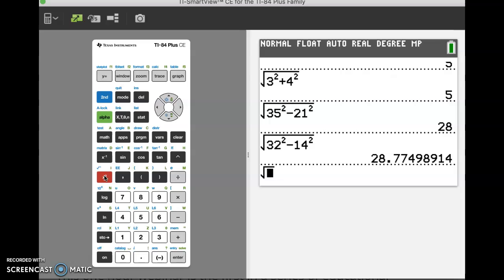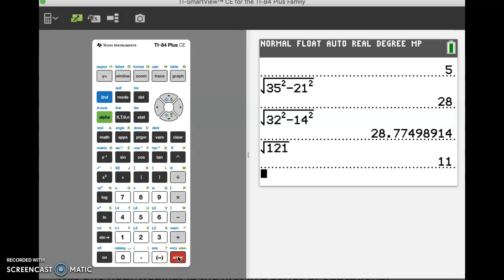Now let's just say we wanted a simple square root. I want the square root of 121. Boom, it's 11. So get familiar with second x squared. It is your friend.